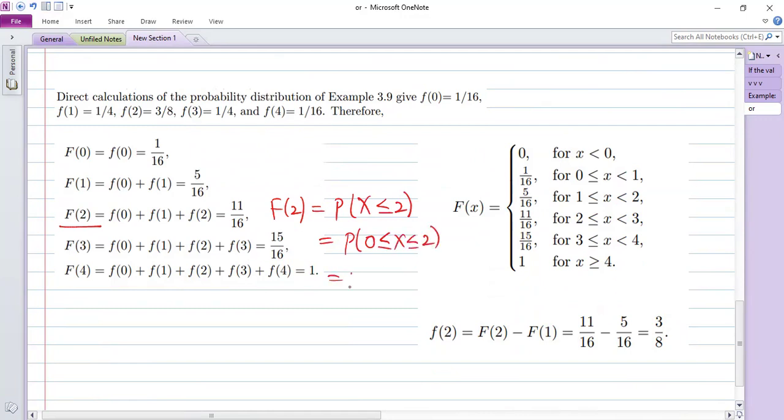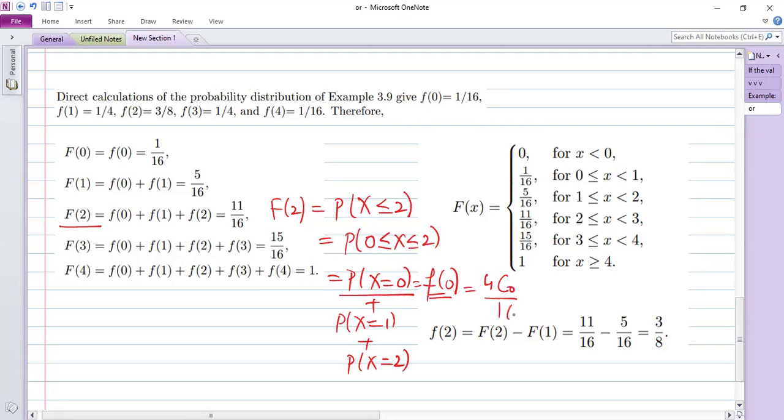So this is nothing but probability that X is 0 plus probability X is 1 plus probability X is 2. Okay. And what is this value? It is actually F at 0. And what is this value? Actually, this value is nothing but 4C0 divided by 16. So basically 1 by 16.